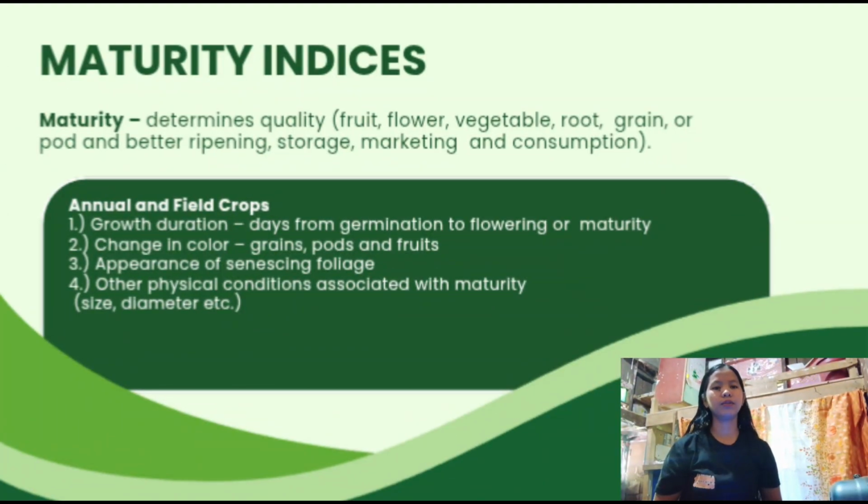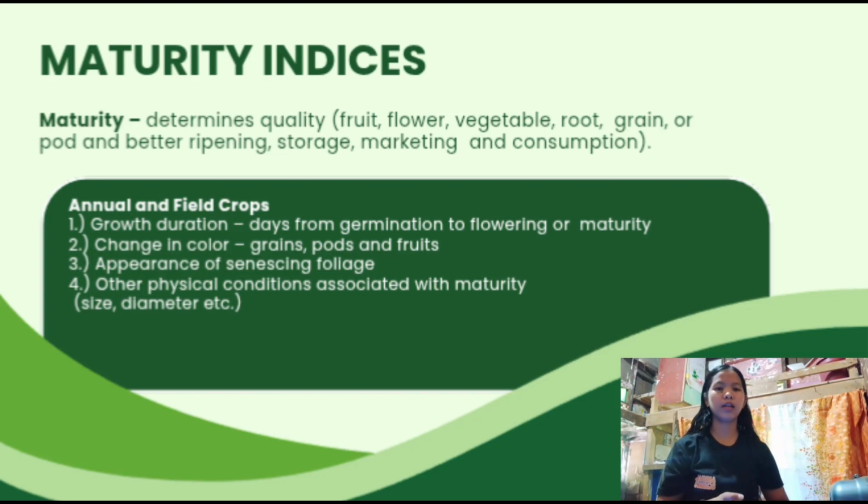So, good day everyone. Let's start with maturity indices. Maturity is very important because it determines the quality of our produce, whether it's fruits, vegetables, or grains. It affects how well they are ripened, stored, and how they are marketed and consumed.